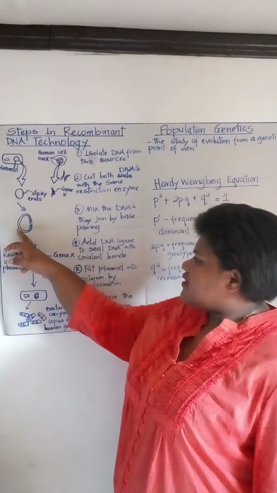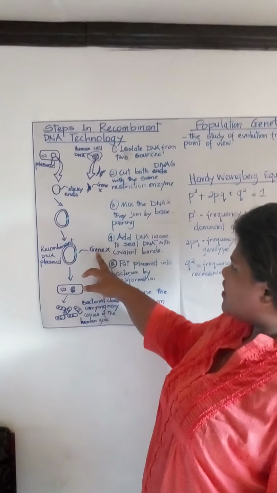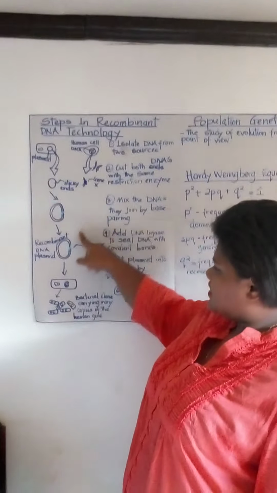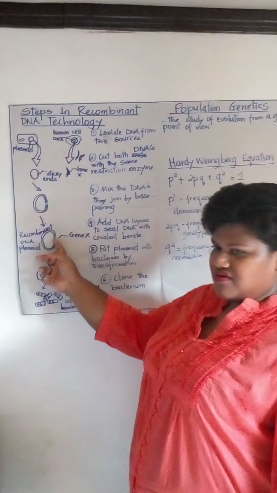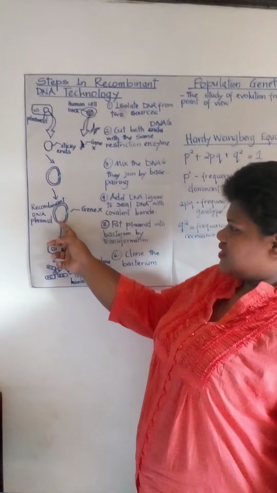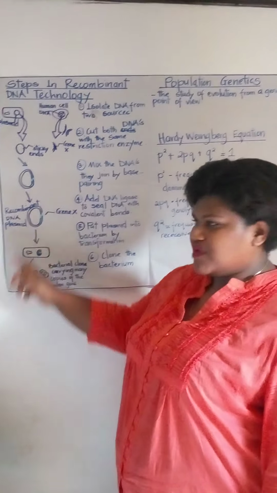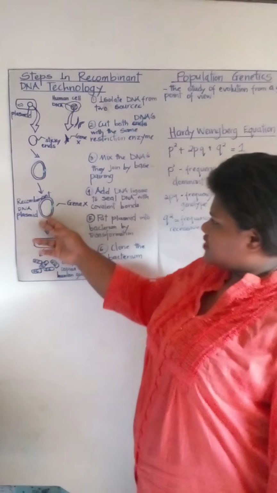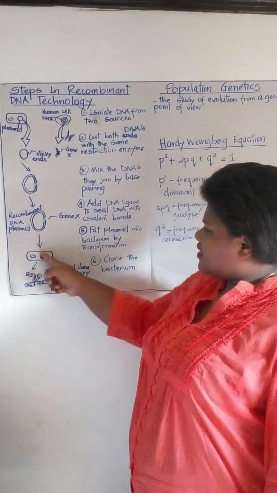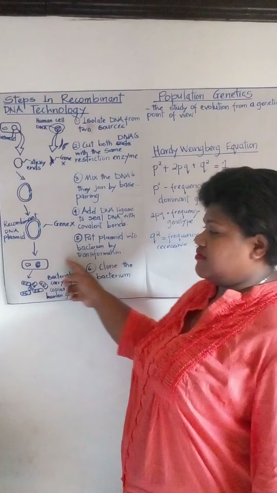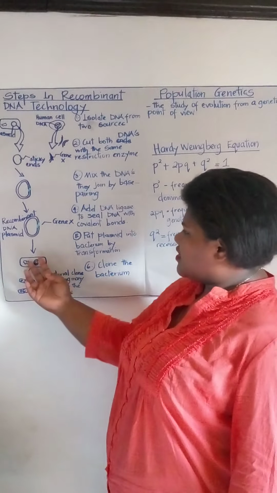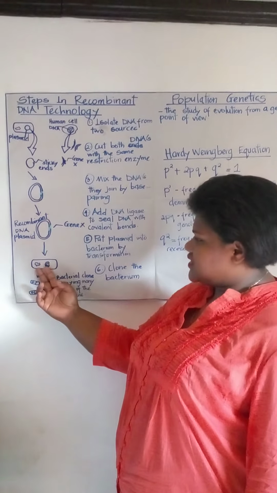Then after that, moving on, this gene X is being inserted here into the plasmid, the recombinant DNA plasmid. Then it moves on. Then this is the cell, and both of them are present inside.